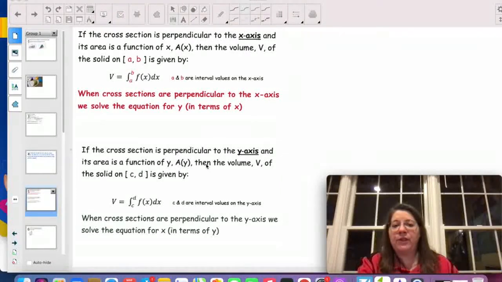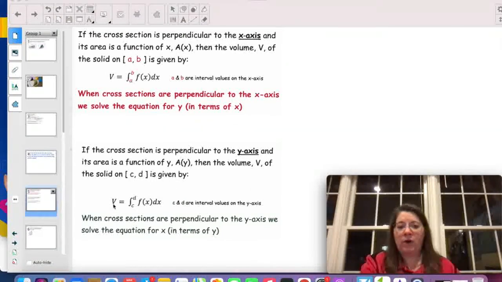Here it says if the cross section is perpendicular to the y-axis and its area is a function of y, or A of y, then the volume V of the solid on the closed interval from c to d is given by the integral from c to d. Now if this is perpendicular to the y-axis, c and d, the boundaries, will be taken from the y-axis. Technically this would be f of y dy, because if it's perpendicular to the y-axis, we're going to solve the function for x, and it will be in terms of y. So this really should be f of y dy.